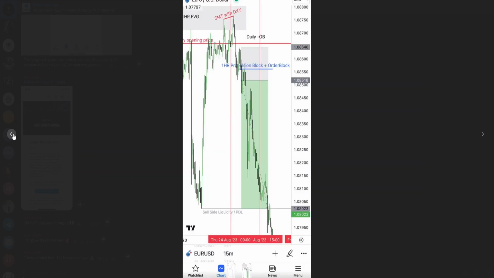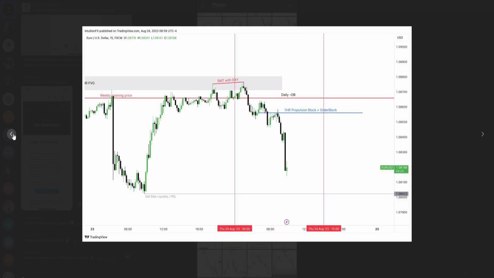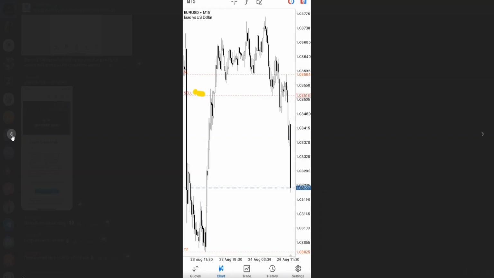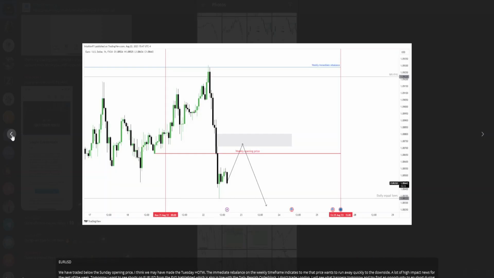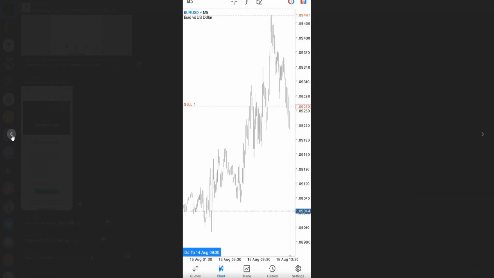Again, that's proportion blocks. Again, you guys will see the same thing. Daily order block, SMT, proportion blocks, order blocks. Obviously my computer broke. Let's just wait for what else is there.